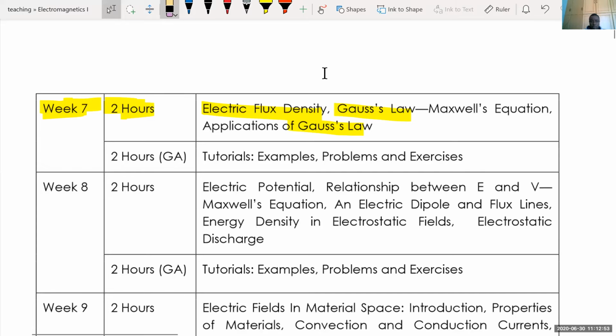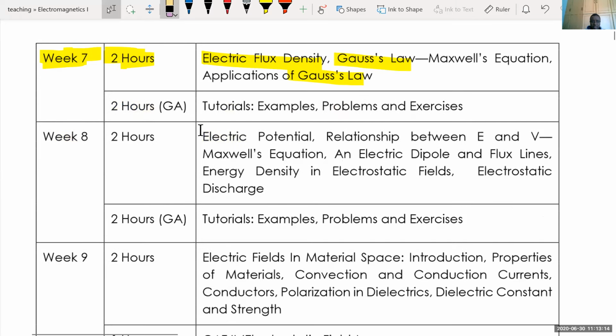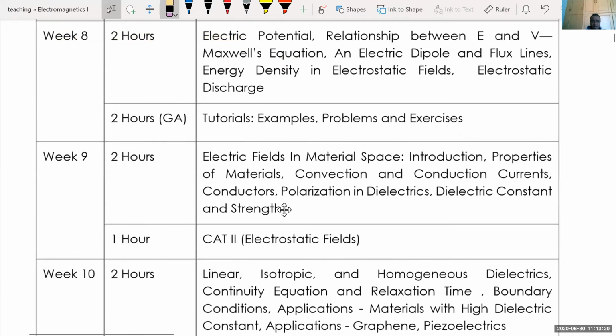So today we start on week 7, which covers electric flux density, Gauss's law, and the application of Gauss's law in solving for the electric flux density for symmetric media. That is what we are supposed to do today, and I hope in the afternoon we might cover electric potential, etc., for week 8. And on Friday we might cover electric fields in materials.